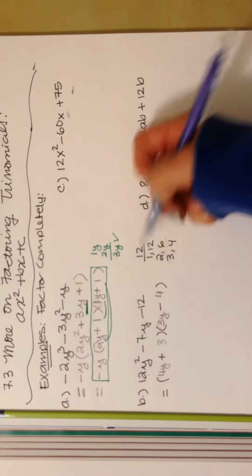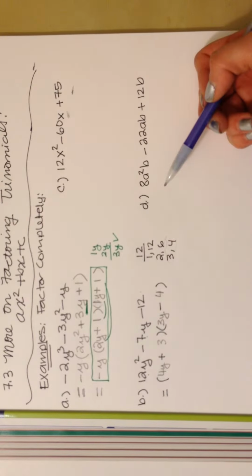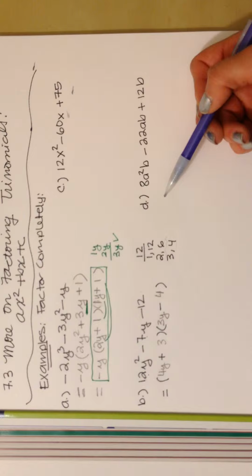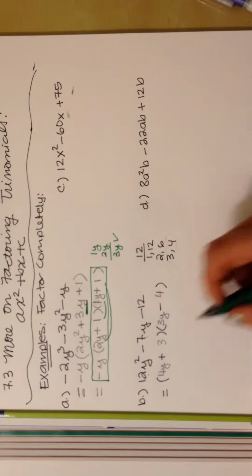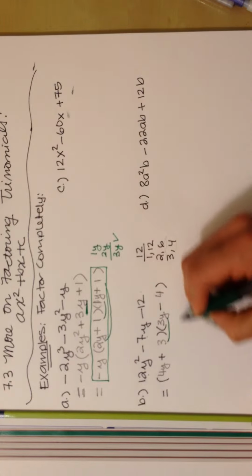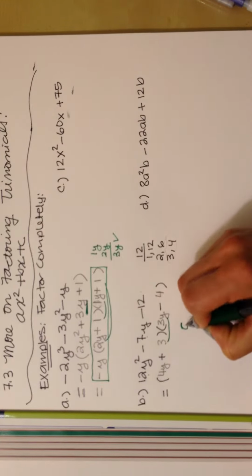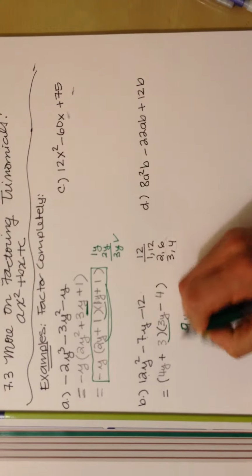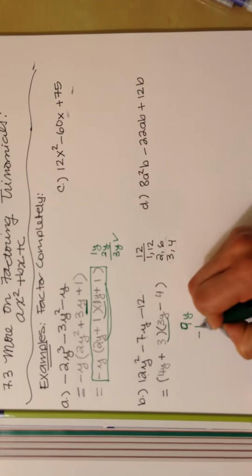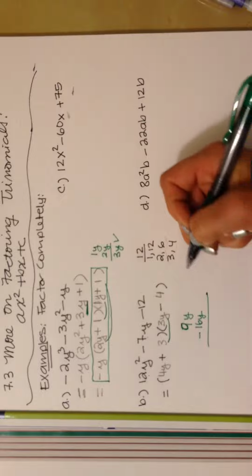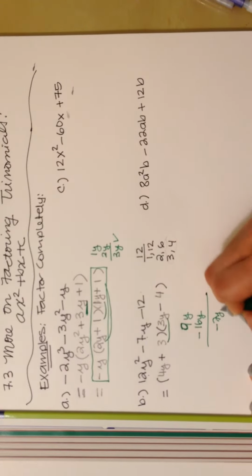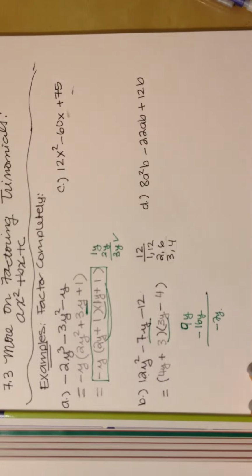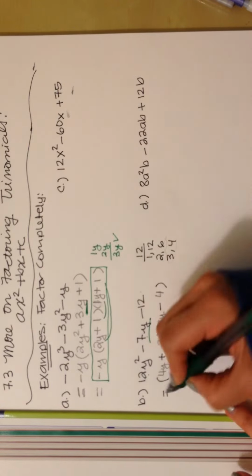Now we want to check, because maybe 3 and 4 doesn't work. Maybe we have to use 1 and 12 or something. So let's check our work. So we have our inner, which is going to be 9y. And we have our outer, which is negative 16y. And if we subtract these, we get a negative 7y, which matches our middle term. And so I know that this is correct.